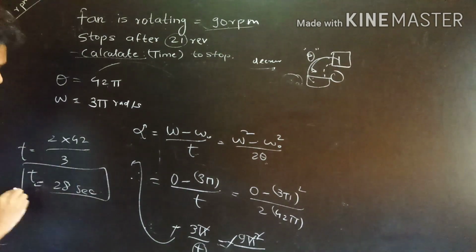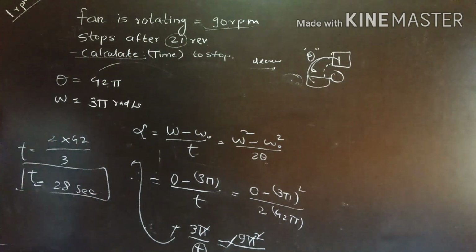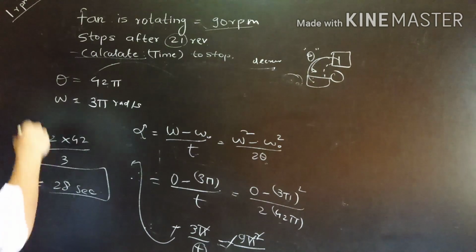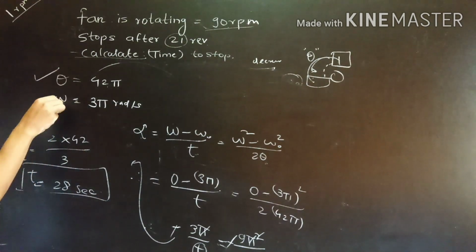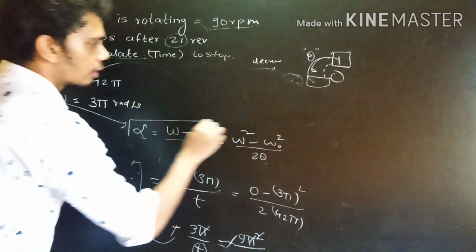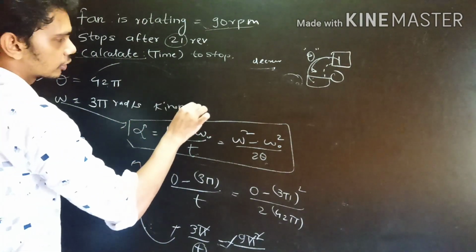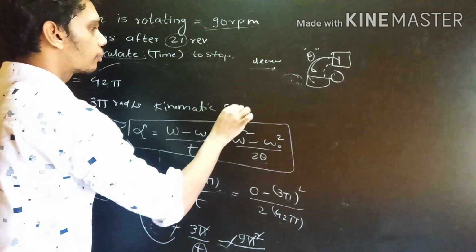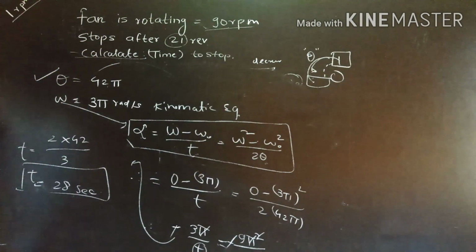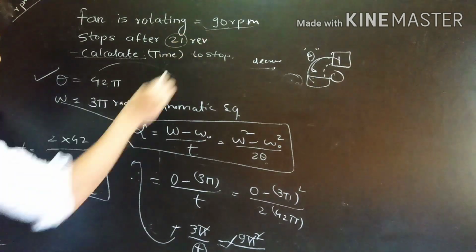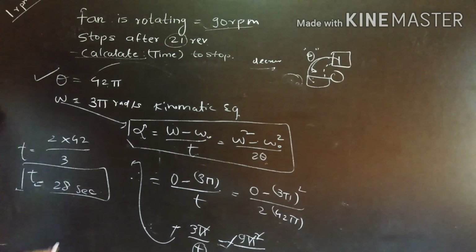So what is the answer? Time taken is 21 seconds. So we have to go step by step. We have to find theta, then omega, then we put the information in this kinematic equation. That's why kinematic equations are very important, because we get the relative values. So what is the answer here? The time taken to stop that fan after 21 revolutions is 21 seconds.